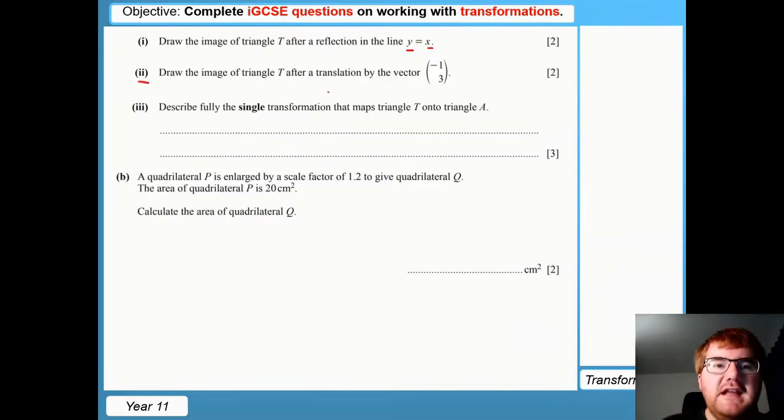So now we're going to draw the image of triangle T after a translation by the vector minus 1, 3. So notice they can ask these kind of questions in different ways. They can ask you to describe or actually do the transformation yourself.